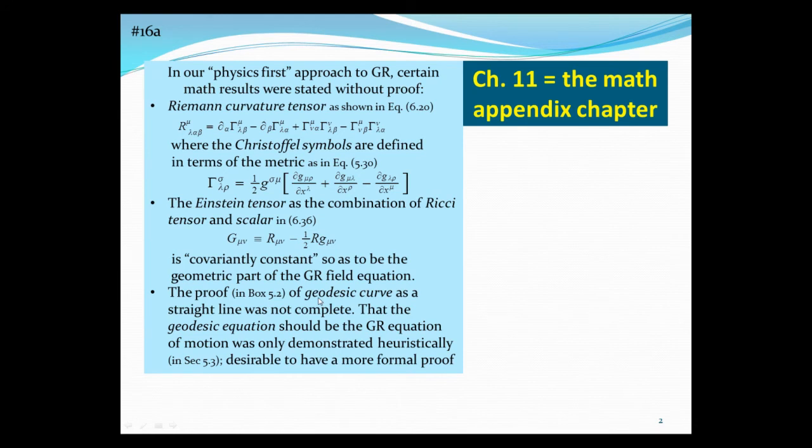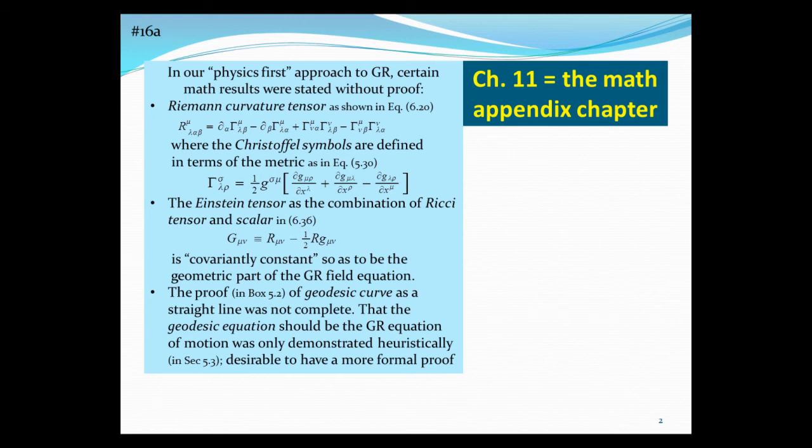And then even for the geodesic curve, we only derived the equation through the condition of extremization or minimization of the length, but did not properly study its property as a straight line, which we started in box 5.2, but it's incomplete, and we're going to do it much more efficiently once you know the tensor in GR.